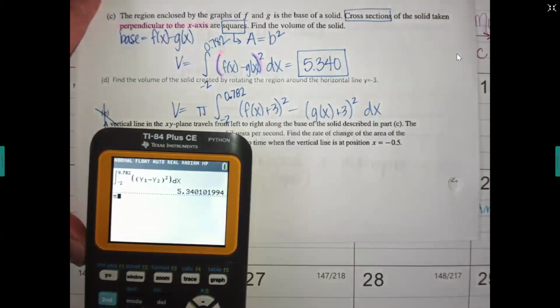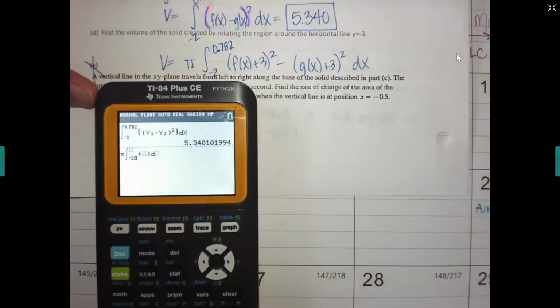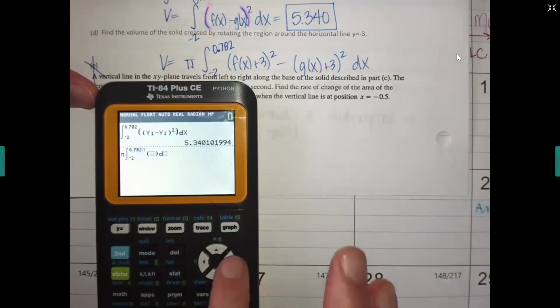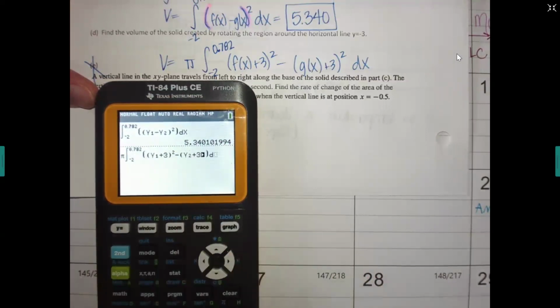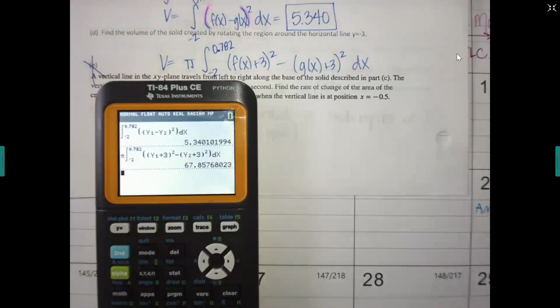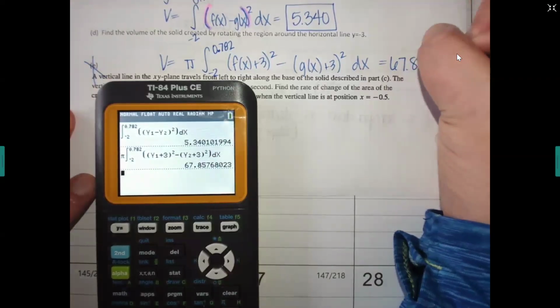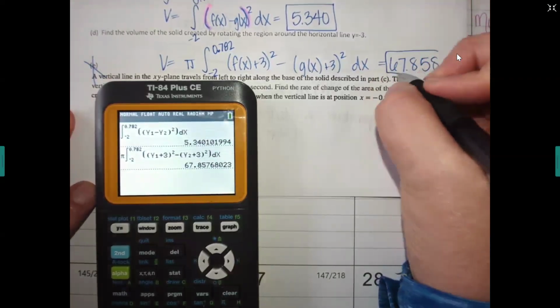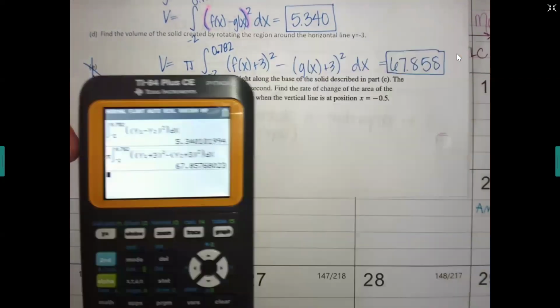Okay, also make sure you don't use 3.14. That's too short of a decimal. It's going to count it wrong. You need to use the pi button. So it should look like that. Okay, we got 67.858. Questions on that?